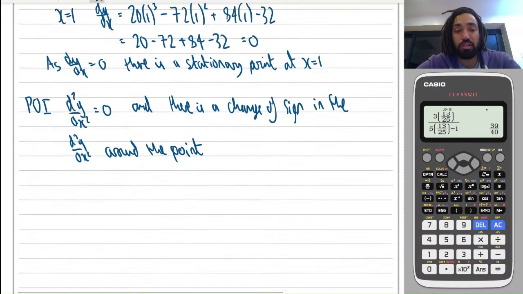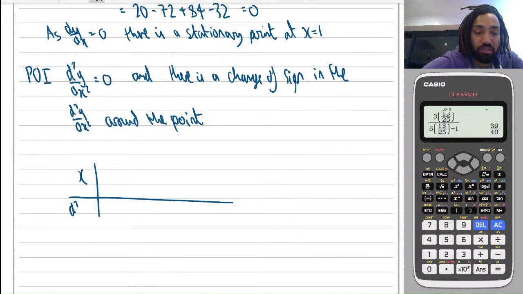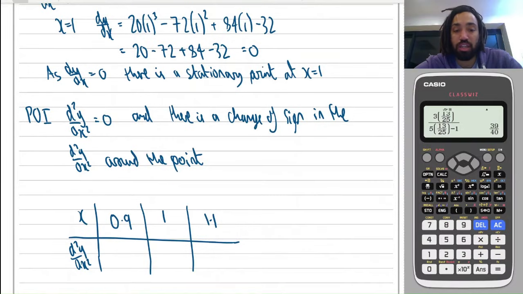So what do I need to do? Well, I need to set up a little table where I write x and the second derivative, and I have the point 1, which is the point we're investigating, and I need to go a little bit below and a little bit over, and we're looking hopefully for a change of sign. Don't go too far below or too far over, because if there is another stationary point in and around there, you're likely to make a mistake.